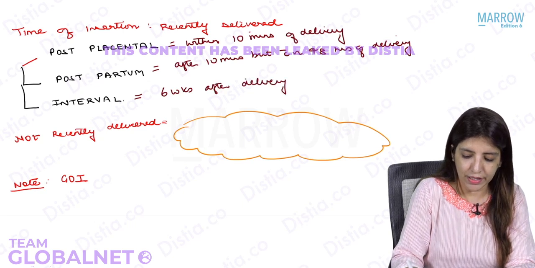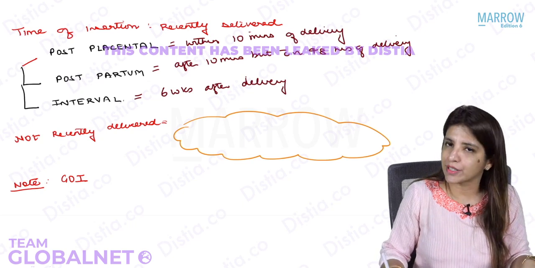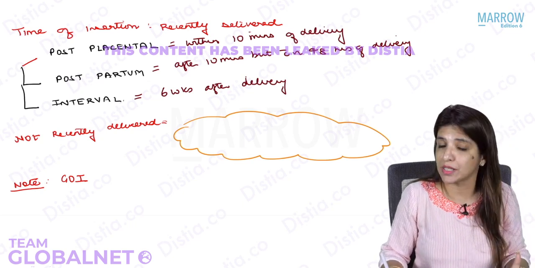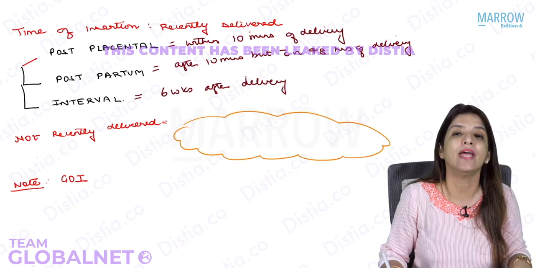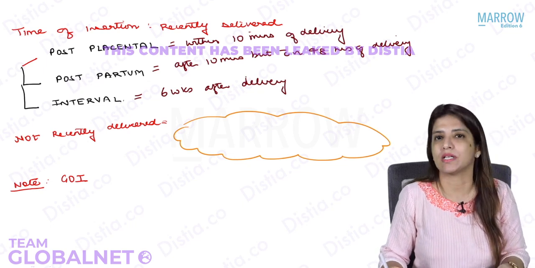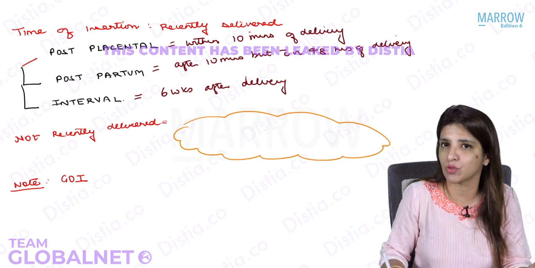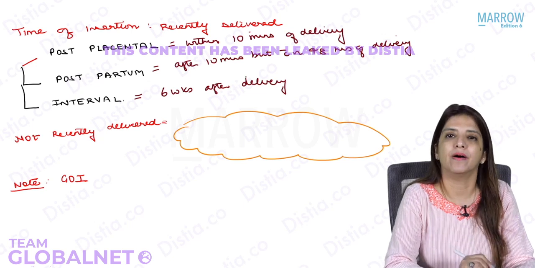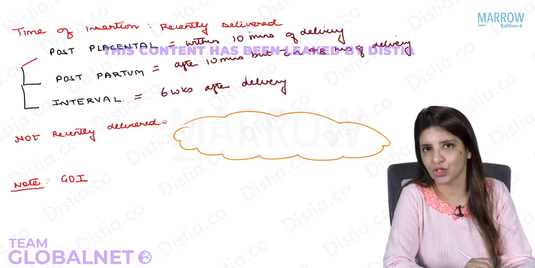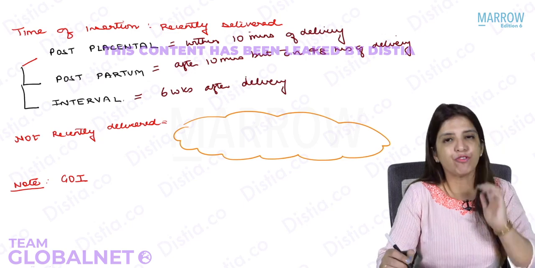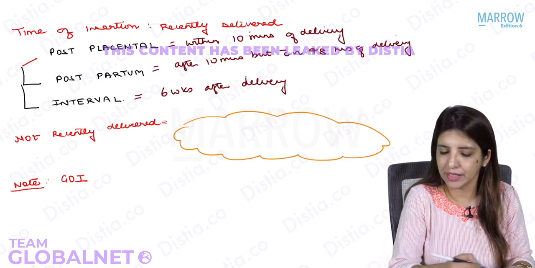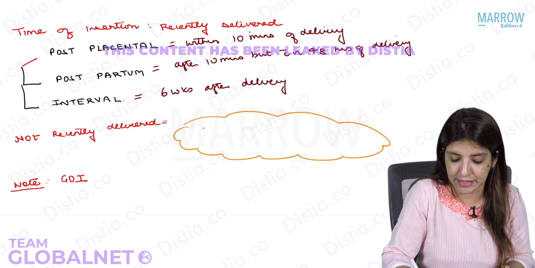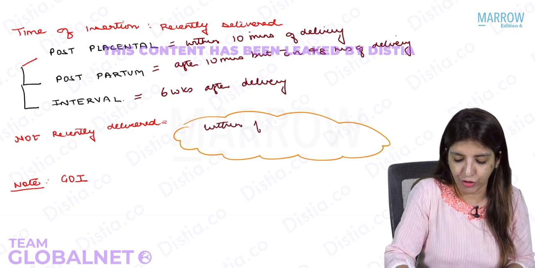So, either you do it within 48 hours of delivery, or if you have not done an IUCD insertion within 48 hours of delivery, then you will have to wait till 6 weeks after delivery. And if you are inserting an IUCD 6 weeks after delivery, that is called interval insertion, interval copper T insertion. Clear? Now, for a female who has not recently delivered, you can insert an IUCD within the first 10 days of the cycle.